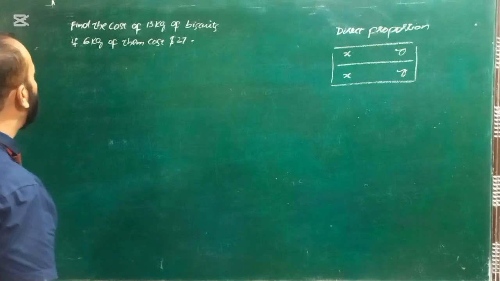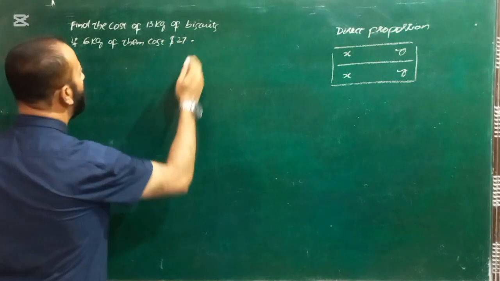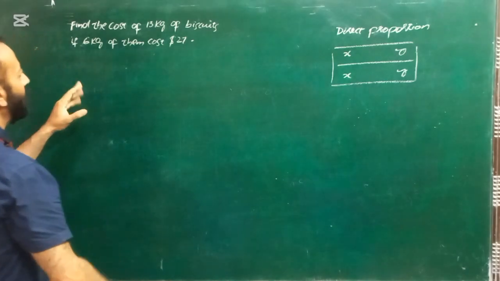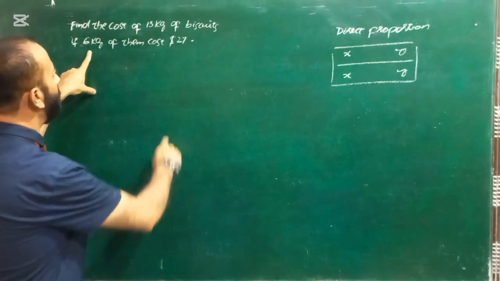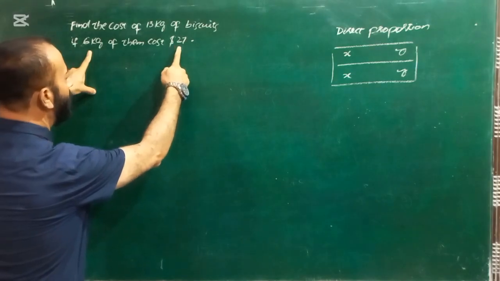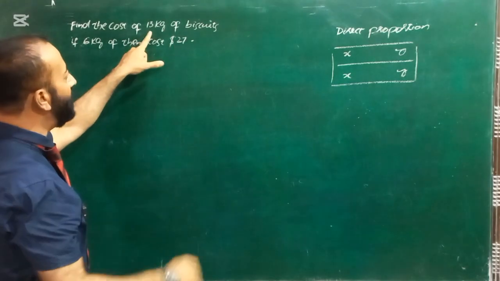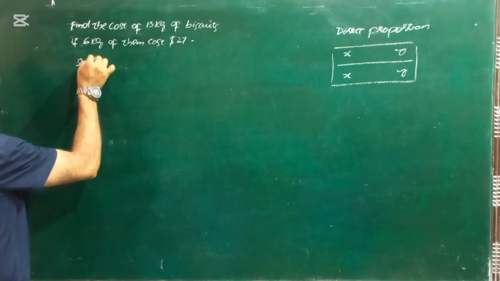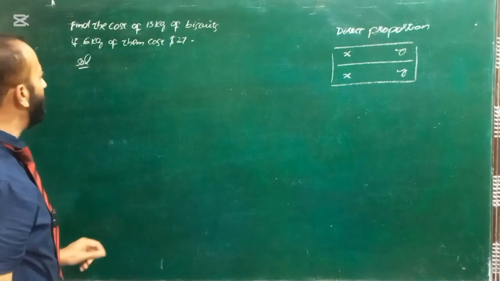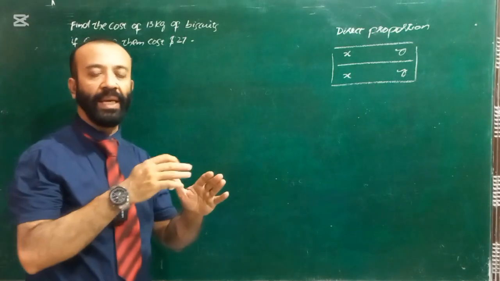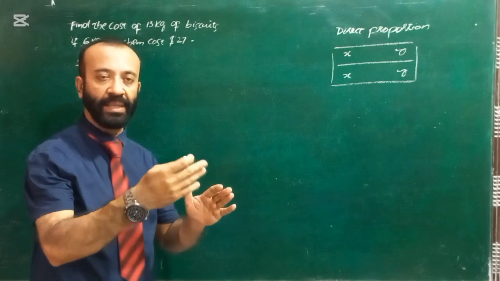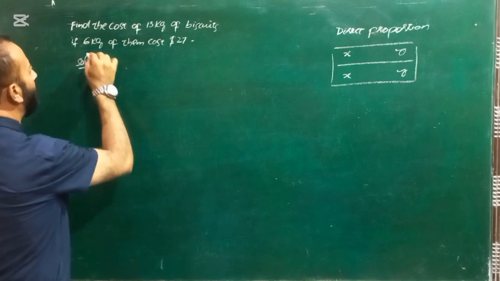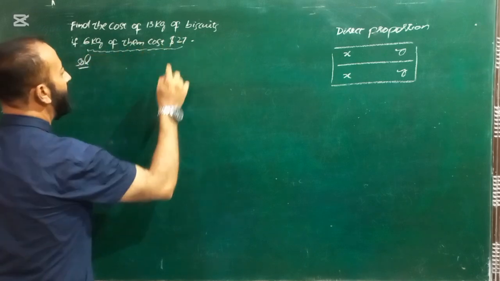Here is a question. The statement is: find the cost of 13 kg of the biscuits if 6 kg of them cost $27. You can see that if 6 kg of the biscuits cost $27, definitely 13 kg will cost more. So look now, here is the solution. Another key point for you is always put the thing that is required on the right hand side. Find the cost is required, so we will put cost on the right side.